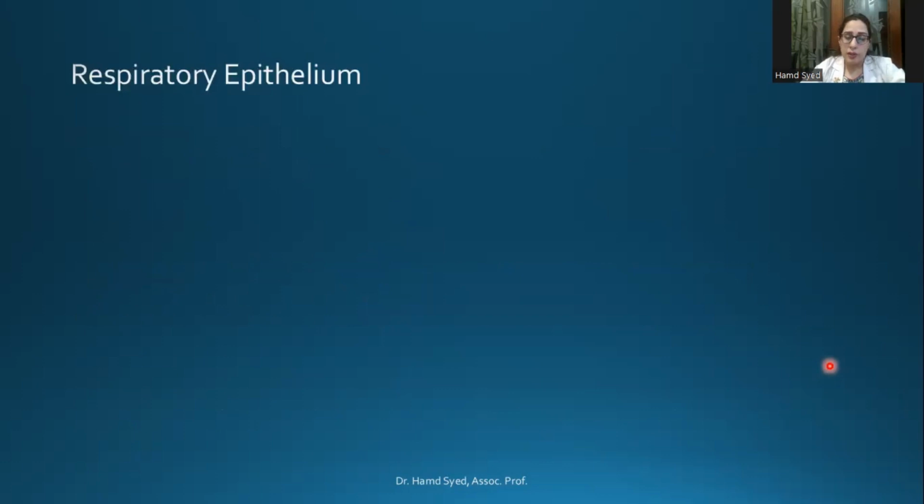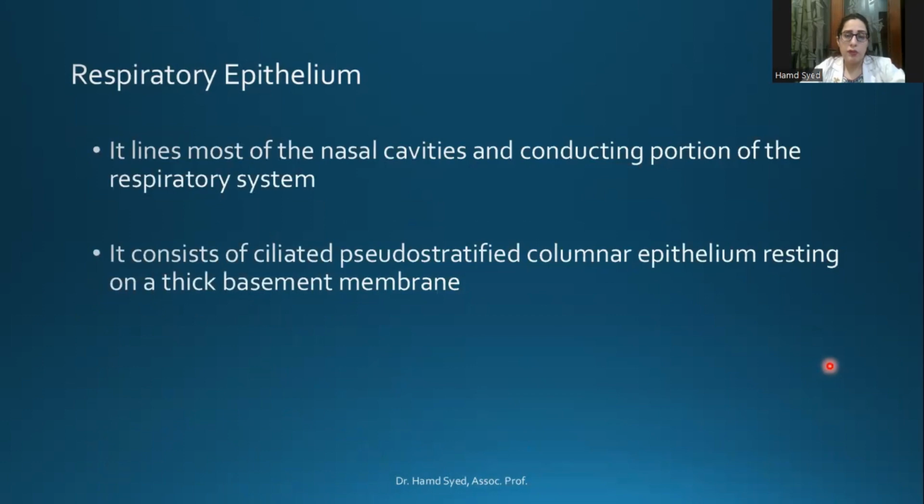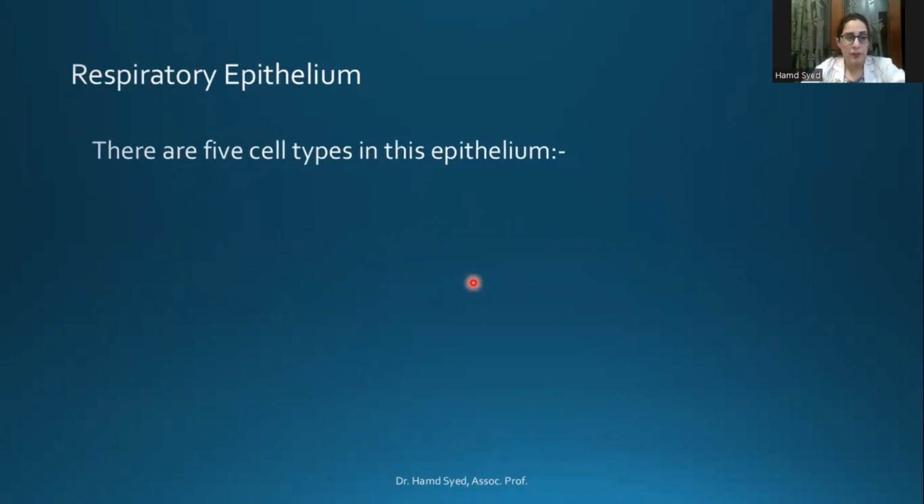First, let's define the respiratory epithelium. Now, this is the epithelium which is lining most of the nasal cavities and the conducting portion of the respiratory system. This consists of the ciliated pseudostratified columnar epithelium, which is resting on a thick basement membrane. Now, the word pseudostratified implies that this epithelium appears to be multi-layered, but in reality, there is a single layer of cells which are resting on the basement membrane.